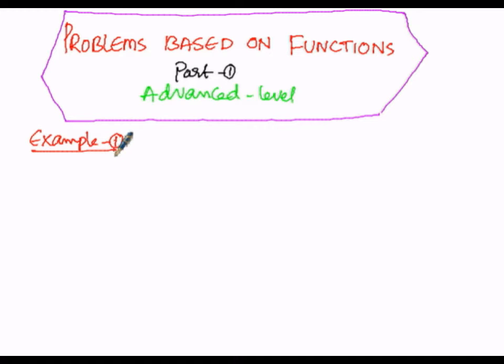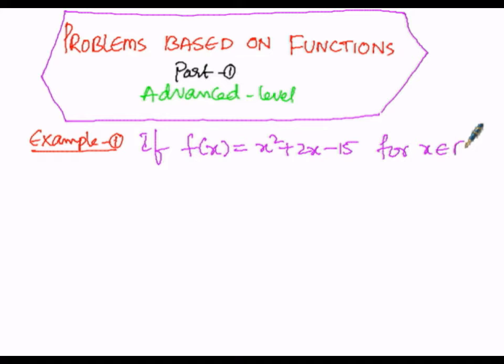So in our example number 1, if f of x is equal to x square plus 2x minus 15 for x belongs to R, we have to find out f of x plus h minus f of x overall divided by h.